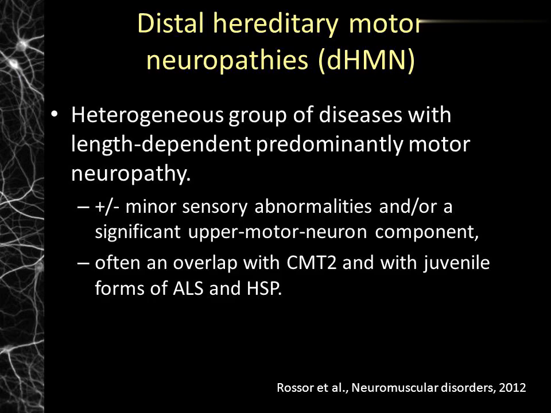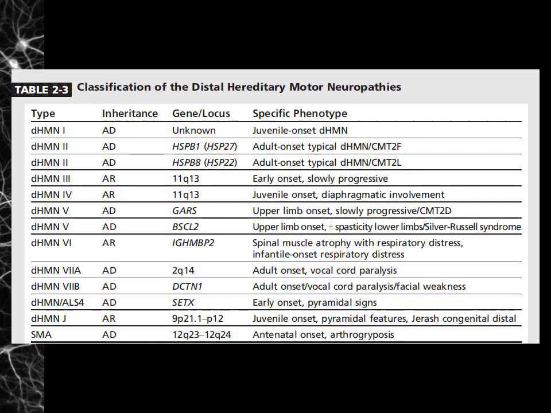Distal hereditary motor neuropathies, DHMN. A heterogeneous group of diseases with length-dependent, predominantly motor neuropathy, plus or minus sensory abnormalities, and a significant upper motor neuron component. Often an overlap with CMT2 and with juvenile forms of ALS and HSP. Rossor et al., Neuromuscular Disorders, 2012.